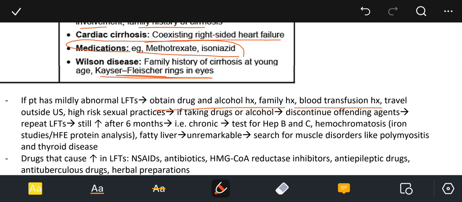blood transfusion history, travel outside the United States, high risk sexual practices. If taking drugs or alcohol, discontinue offending agents and repeat LFTs. If they are still higher after 6 months, that is chronic. Test for hepatitis B and C, hemochromatosis, iron studies, HFE protein analysis, fatty liver. If they are unremarkable, search for muscle disorders like polymyositis and thyroid disease.